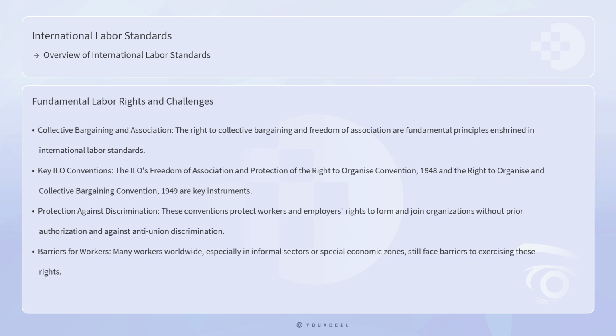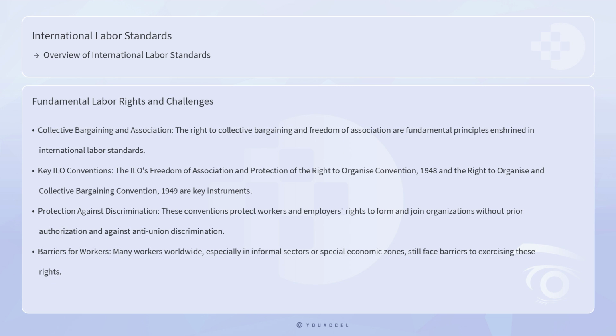The ILO's Freedom of Association and Protection of the Right to Organize Convention, 1948, and the Right to Organize and Collective Bargaining Convention, 1949, are key instruments in this regard. These conventions recognize the right of workers and employers to form and join organizations of their own choosing without prior authorization and protect against anti-union discrimination and interference.